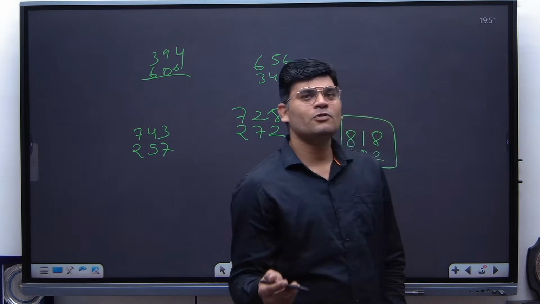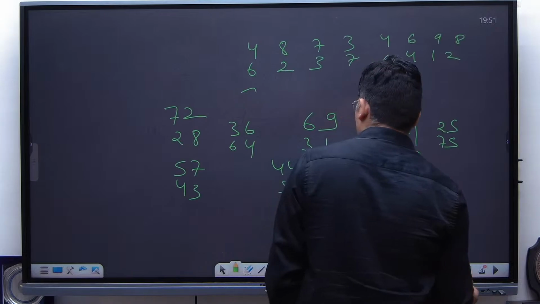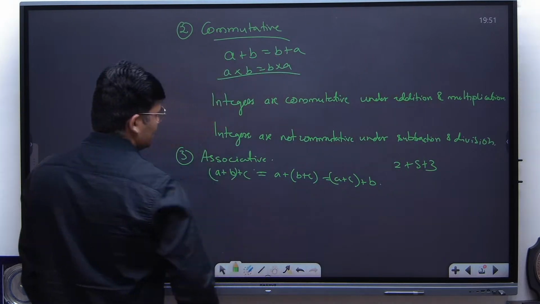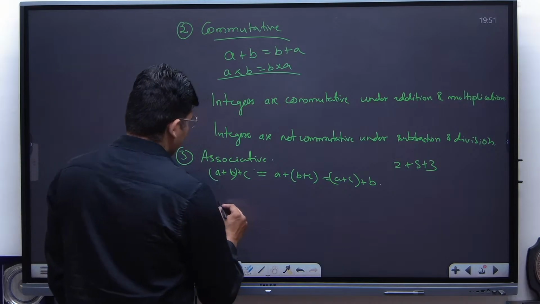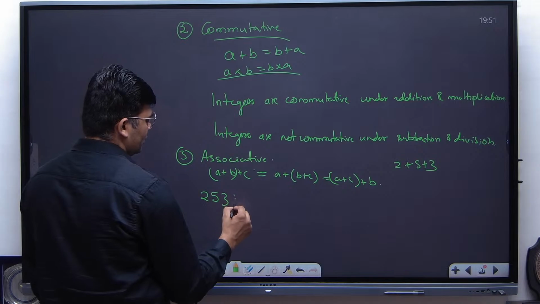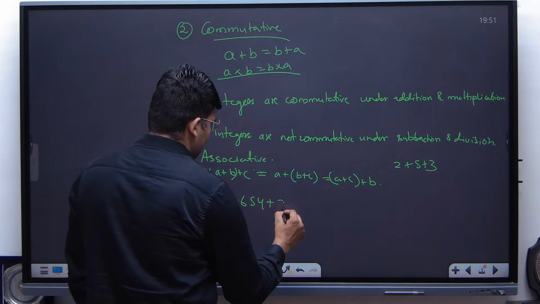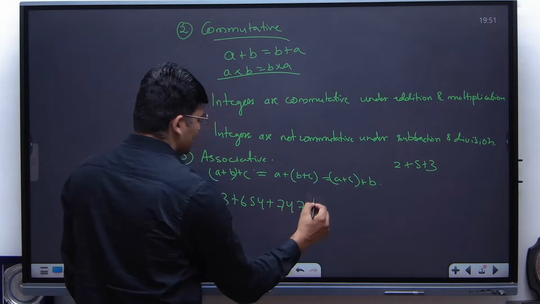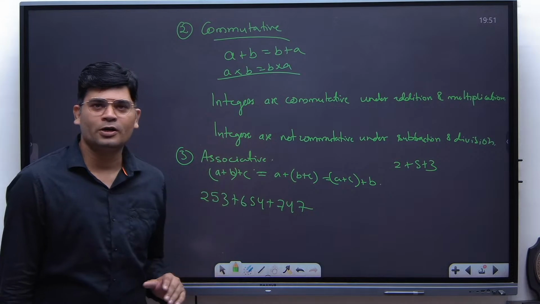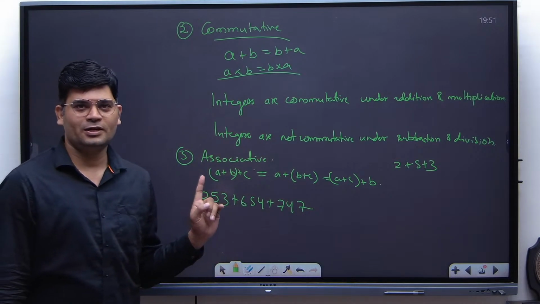Okay. So for 10,000, we will go in the next class. We have done enough for today. Enough exercises you have done. So how does this practice help us? Suppose, for example, if somebody asks you 253 plus 654 plus 747. Now initially you could have added these numbers in the same order, but now I think you can answer this question very easily. Tell me.